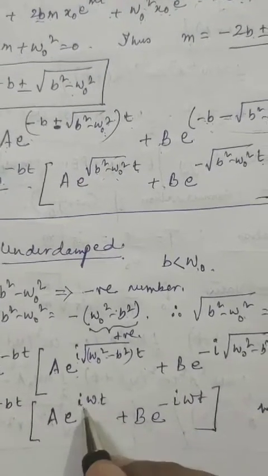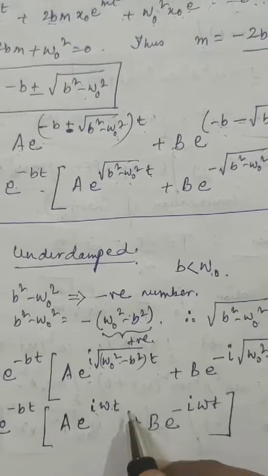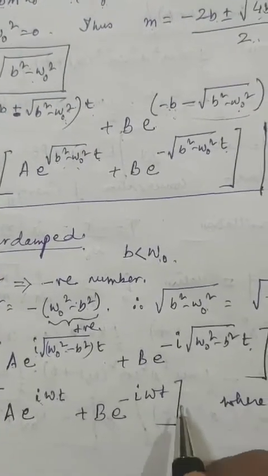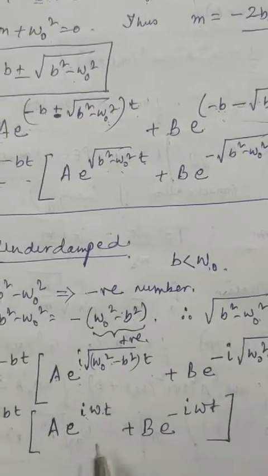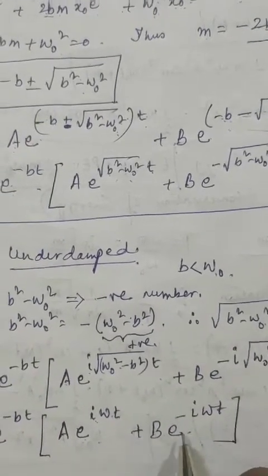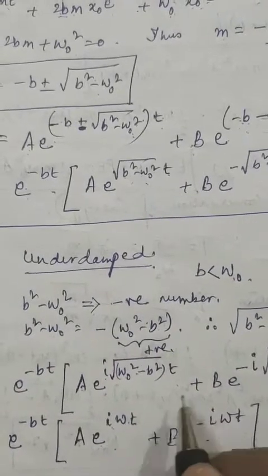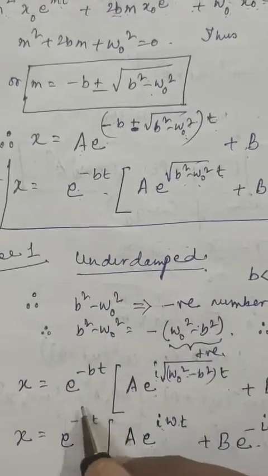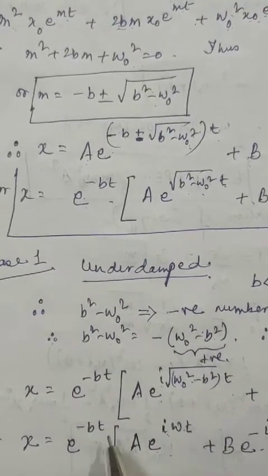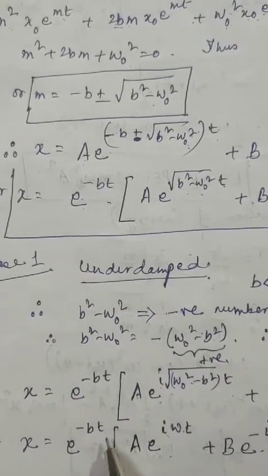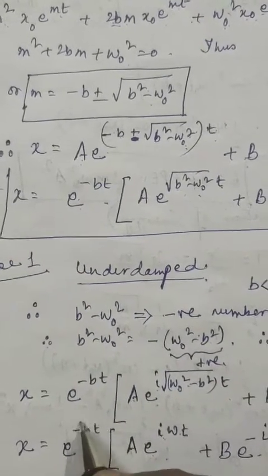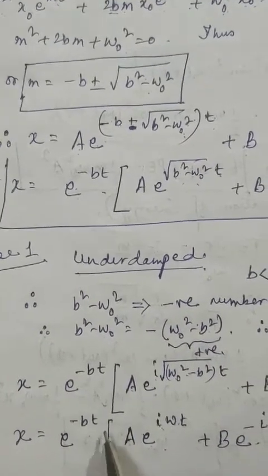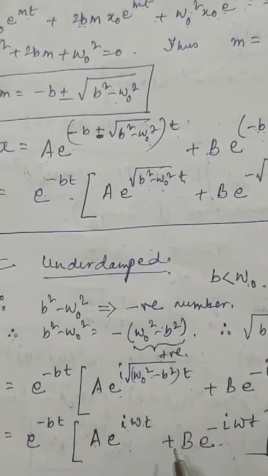So e to the power of i omega t can always be written in terms of cos omega t and sin omega t, and similarly for the other term. So these are all cos and sin terms, so this is oscillatory in nature. You can see that this solution is oscillatory in nature. But this does not have an i factor. This is an exponential term, and it is exponentially decreasing with time. So this is the amplitude term, and this is the oscillatory term.